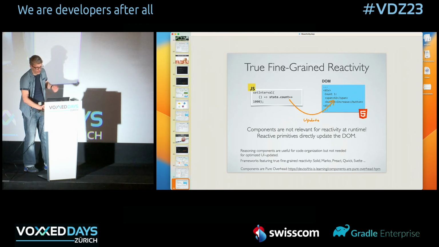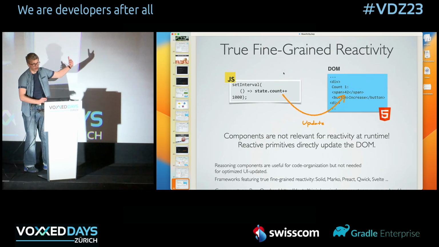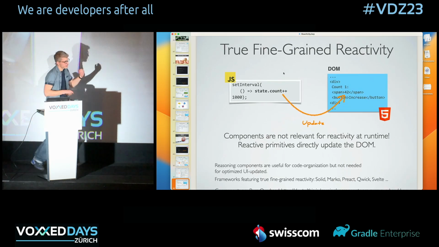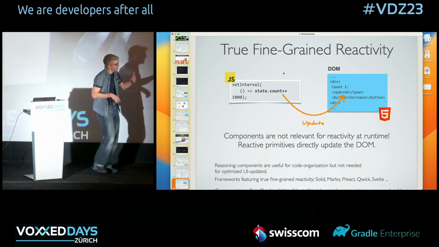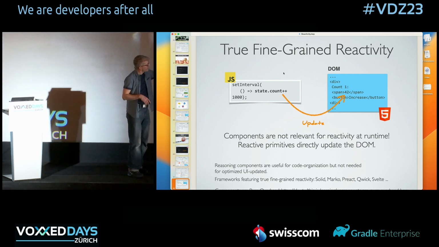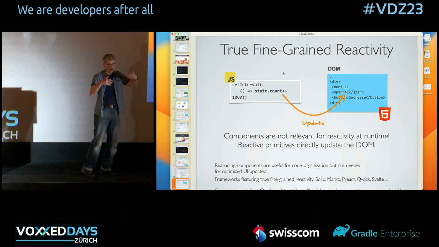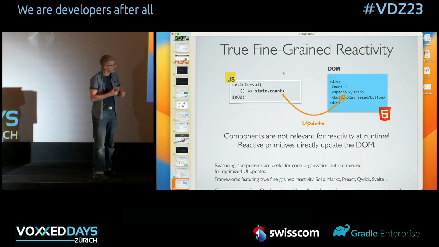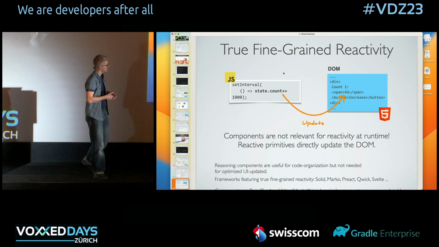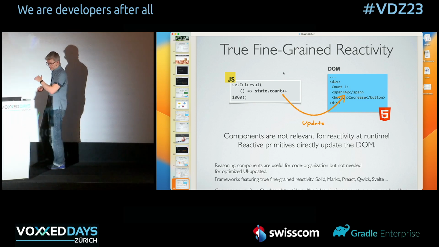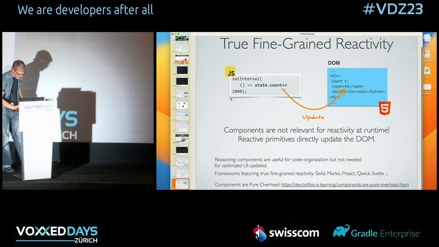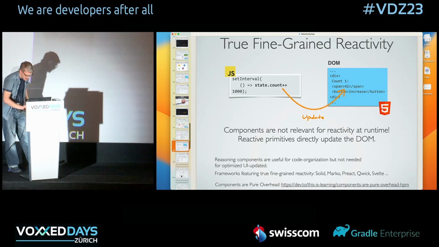And that's what they call true fine-grained reactivity. If we look into the community, this is mainly driven by Solid right now. Solid is a framework that claims to have this true reactivity, and they argue components are not relevant at runtime anymore. They're a good thing to organize your code while writing the code, but at runtime you don't need components anymore. And that's what's happening here with the compiler. So we have a direct relation in that model between the state and the DOM, and components just disappear.